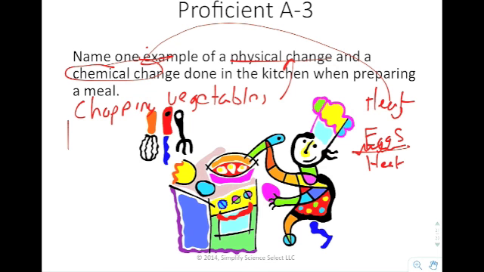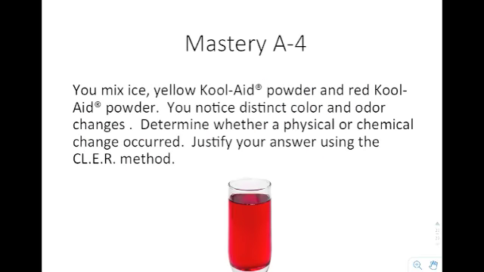You have a change in odor. You don't really have a change in temperature, but you do have a change in color and a change in odor. There's an apparent change in mass as the water tends to be cooked out of the egg. So there's a lot of evidence that a chemical change occurs.